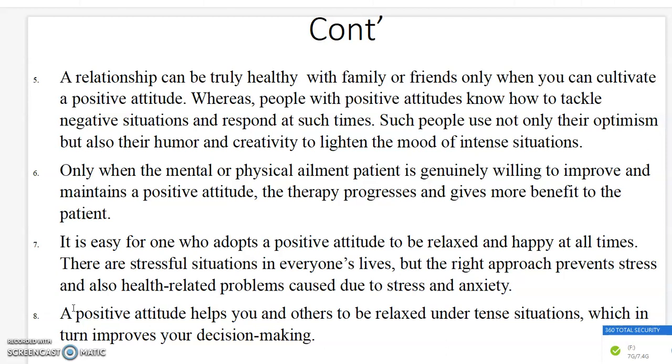7. It is easy for one to adopt a positive attitude to be relaxed and happy at all times. There are stressful situations in everyone's life, but the right approach prevents stress and also helps relieve the problems caused due to stress and anxiety. And finally, number 8, a positive attitude helps you and others to be relaxed under tense situations, which in turn improves your decision making.